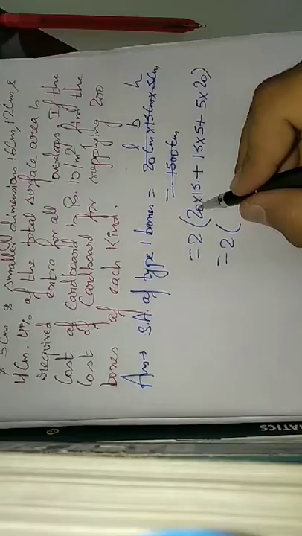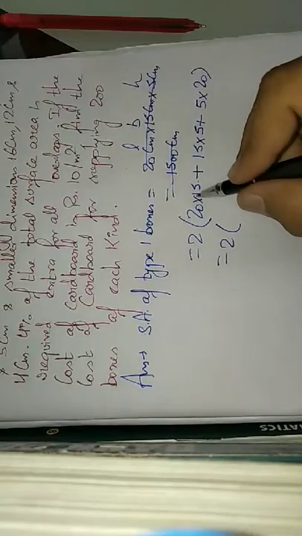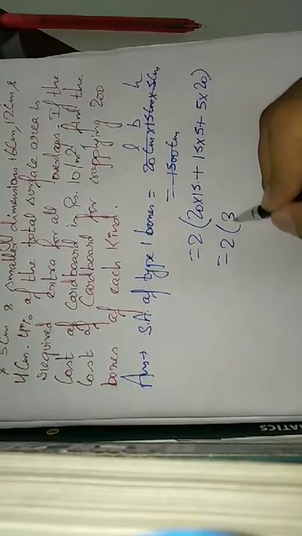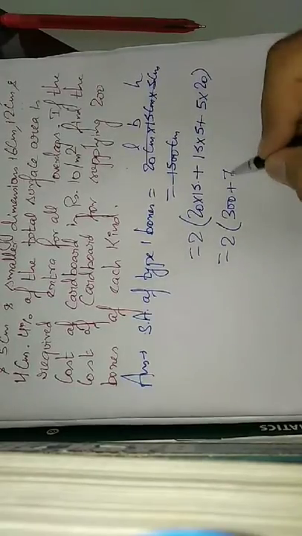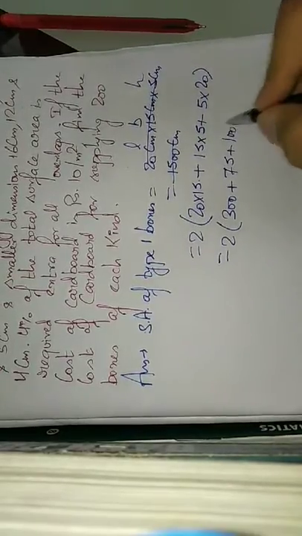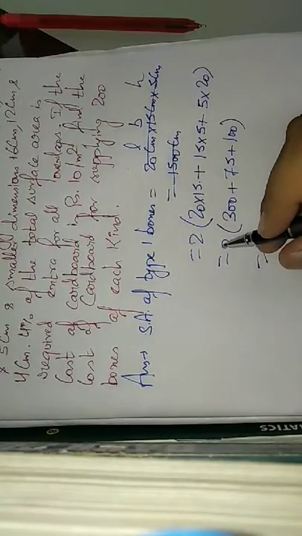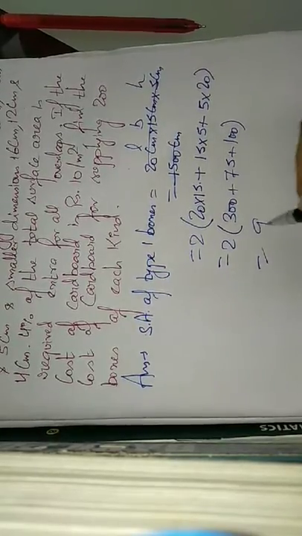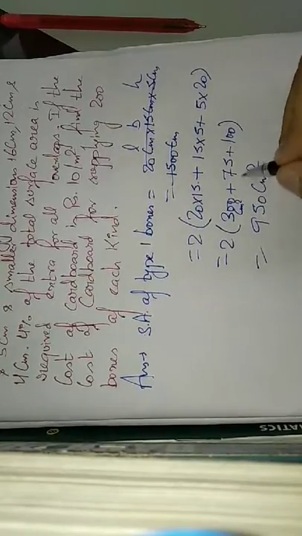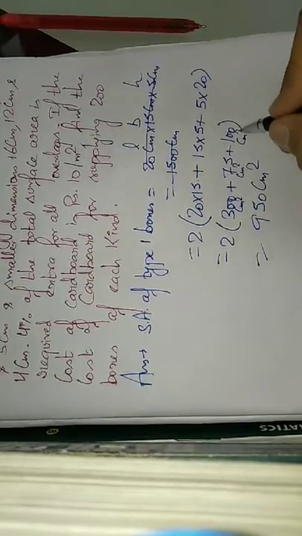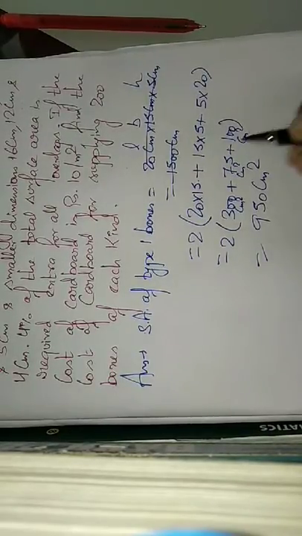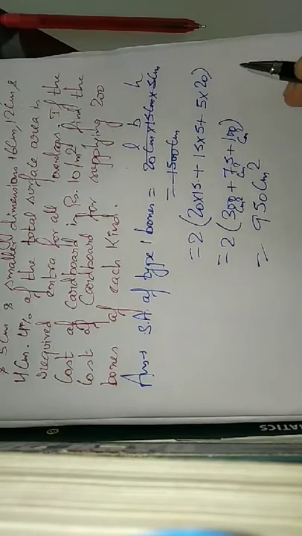2 into 20 into 5 gives you 300, 15 5s are 75, 25 is 100. So it's 300, 475 into 2, 400 into 2 is 800 and 75 into 2 is 150. So it's 950 centimeter square, because this is centimeter square. 475 into 2 is 950, correct.